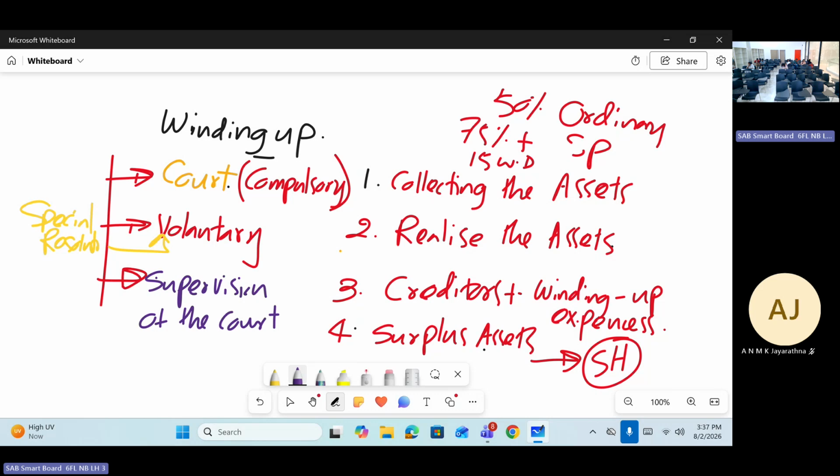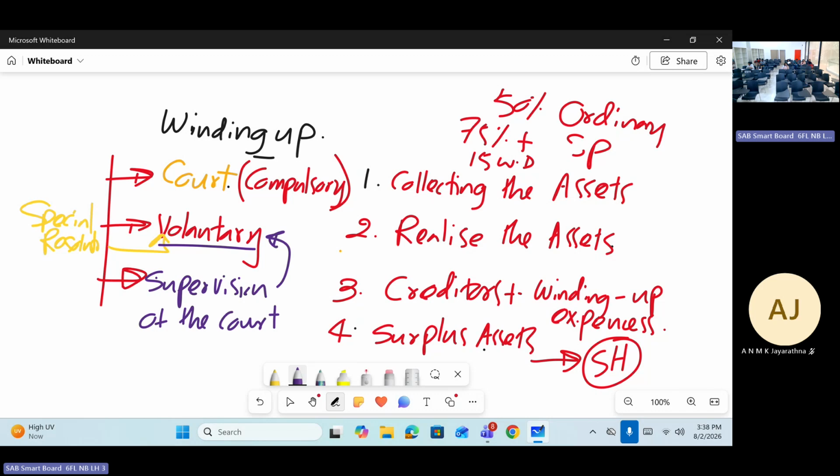Then what happens? A shareholder who has voted against the resolution, or a creditor of the company, can make an application to court to liquidate it voluntarily, but subject to supervision of the court. The court will supervise the liquidation of the company, supervise the steps of the liquidation. That is named as subject to supervision of the court.